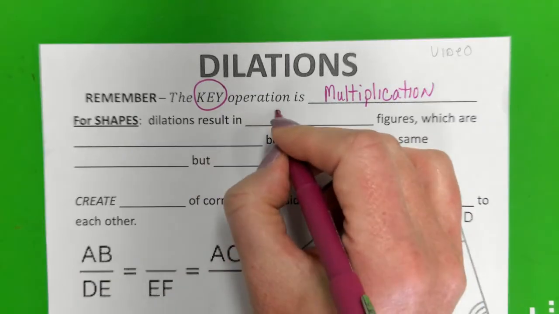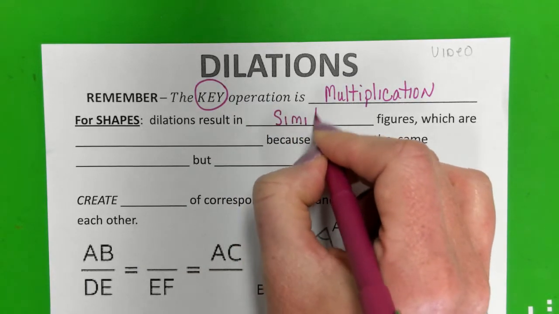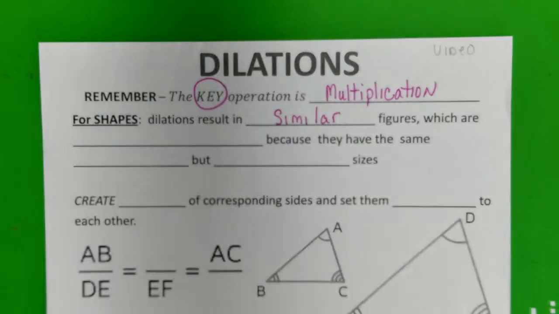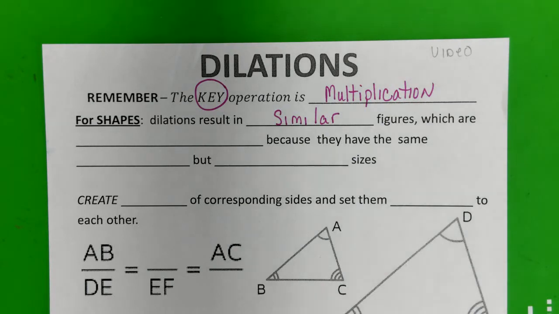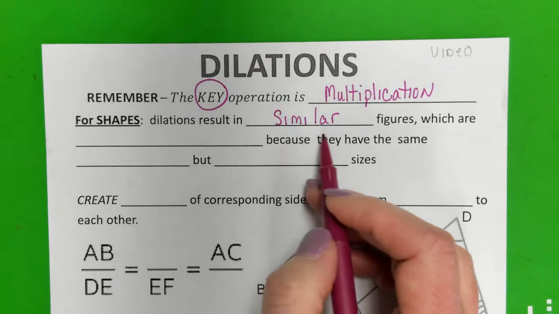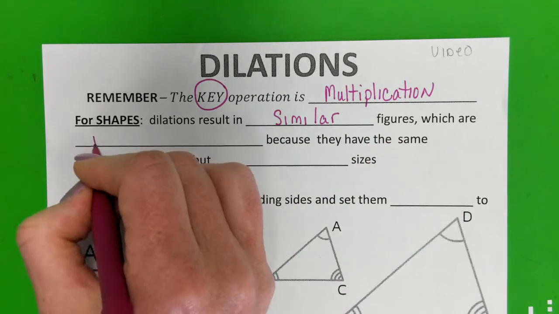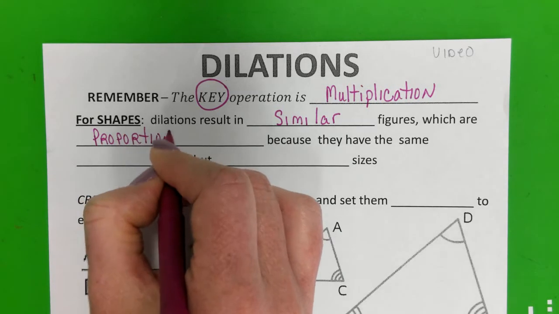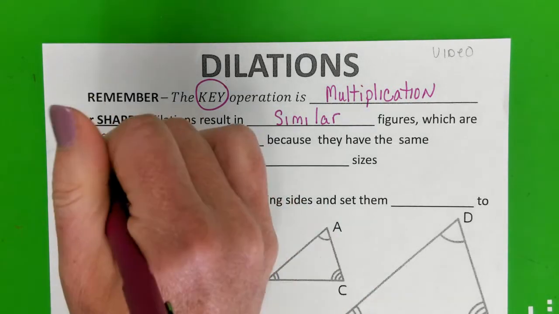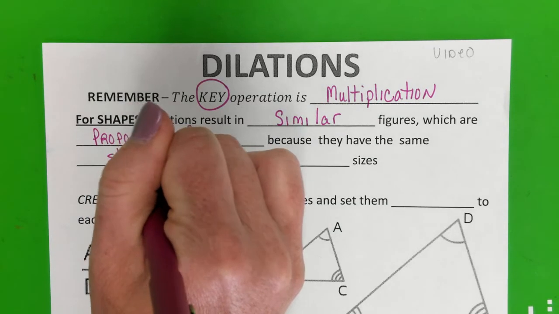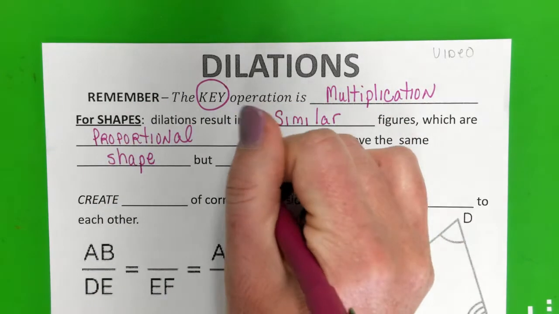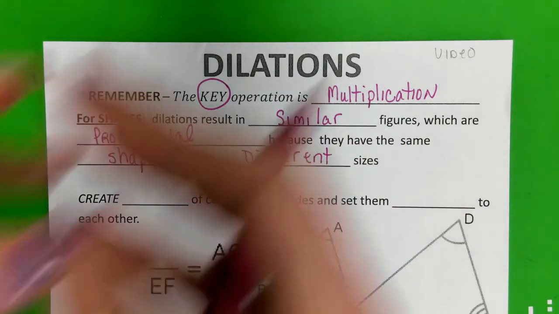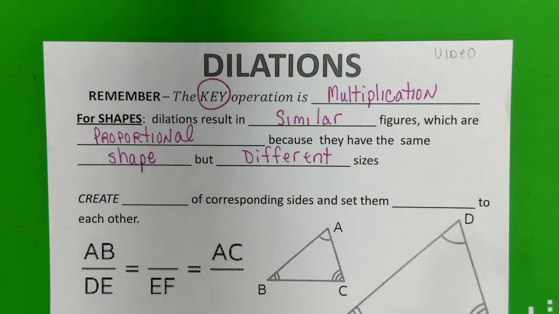Dilations result in a similar figure. And think about it, if you're similar to someone else, you have some qualities that are the same, but you're not exactly the same. So dilations result in similar figures which are proportional because they have the same shape but different sizes. Okay, because dilations, remember, are getting bigger and smaller.